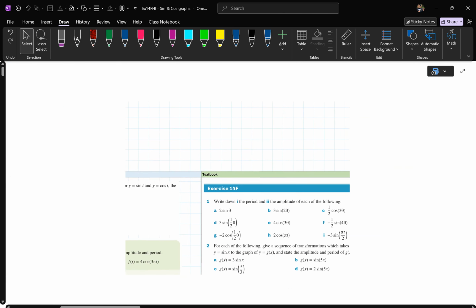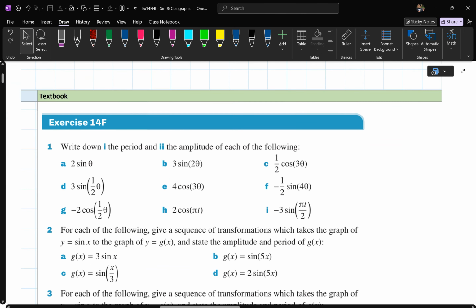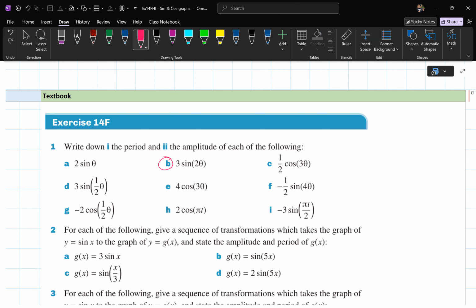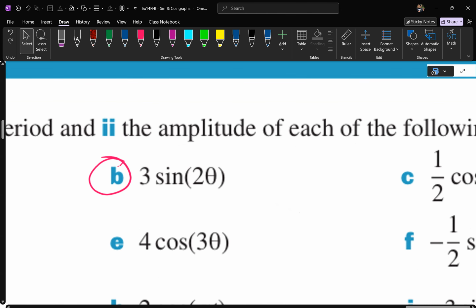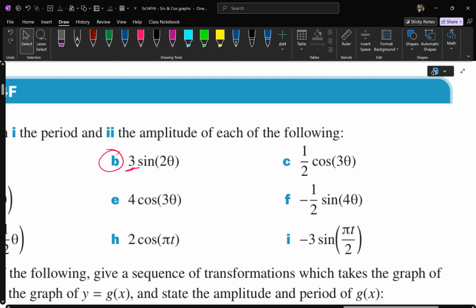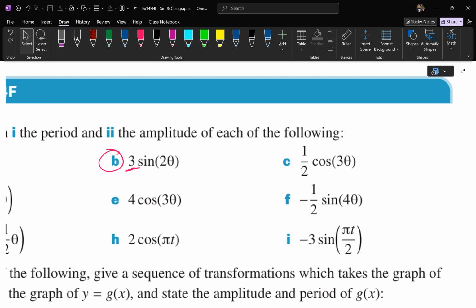What is the amplitude? I'm just going to have a look at 14F here. What's the amplitude of question 1B? Can I please have Artie? What's the amplitude? 3. It's the number that's multiplying the function. So that's my amplitude. Let's do another one. What's the amplitude of 1C? Can I please have Lillian? Yeah, it's 1 over 2. It's whatever you're multiplying to the function. That will determine what the amplitude is going to be.